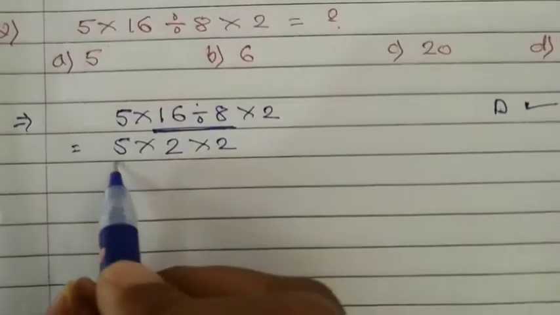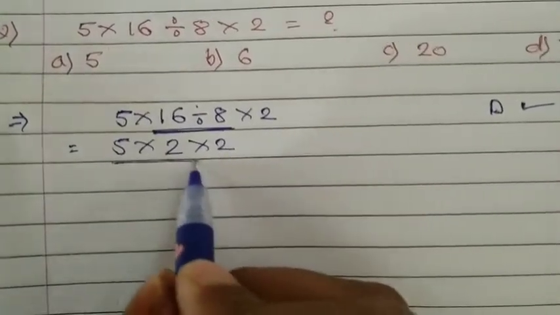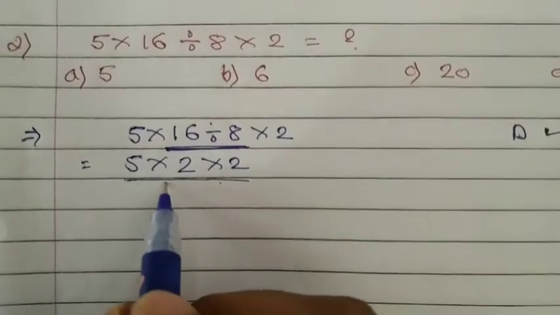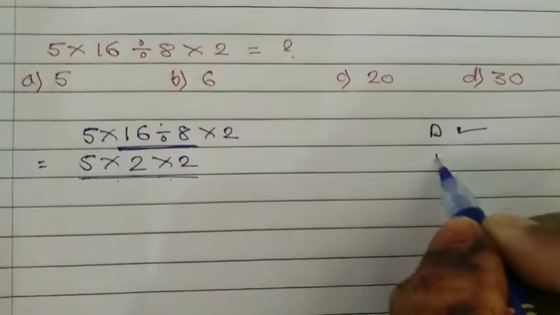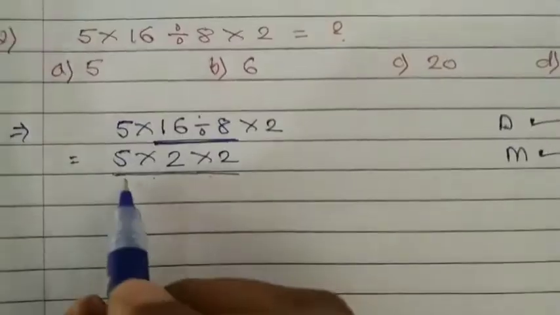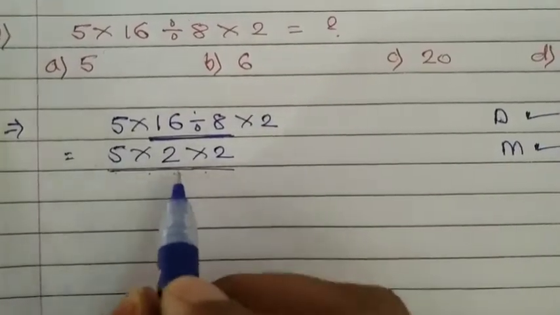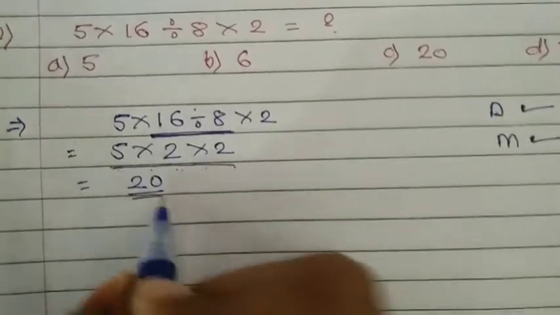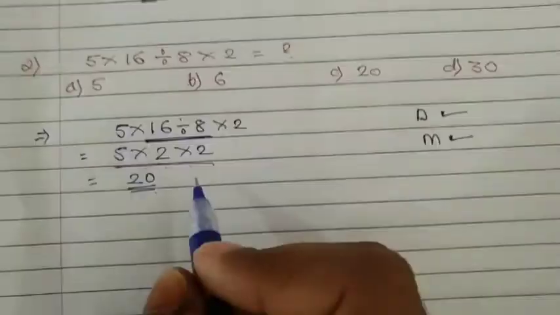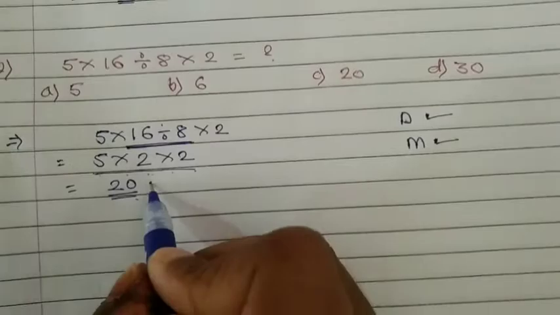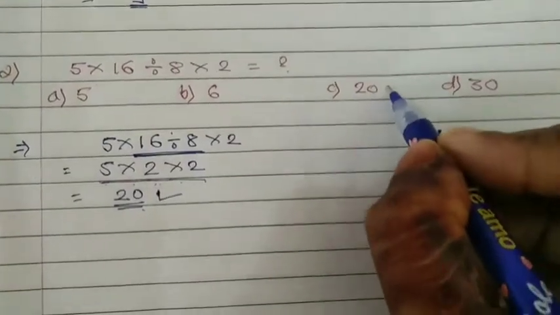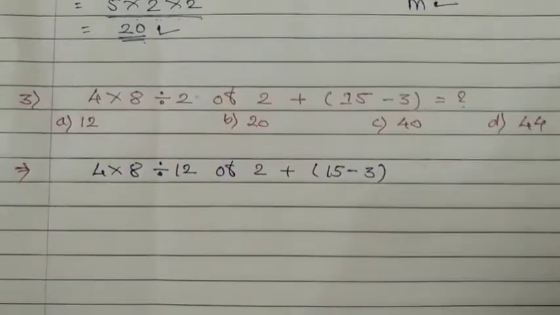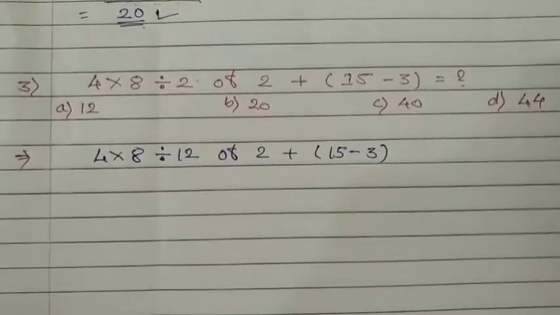Students, here all operations is multiplications and division, so division, then multiplications. 5 times 2 is 10, 10 times 2 is 20. So how much answer? 20. So 20 is our answer. Which option is correct? Option C. Let us move on next questions.